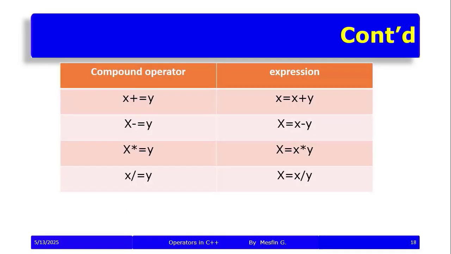So to summarize this one, x plus equal to y means x is equal to x plus y. X minus equal to y means x is equal to x minus y. X times equal to y means x is equal to x times y. X divide equal to y means x is equal to x divided by y.